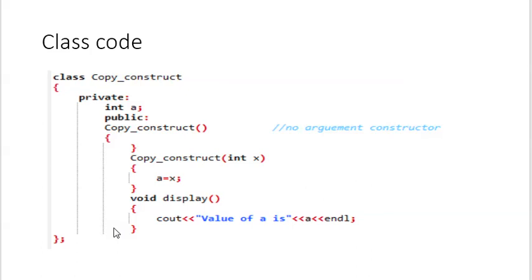Then I write another function, which is void display, and the return type here is void. Here I am just printing out the value of a. As you are seeing in this example, I have defined the functions within the class. You can also do this example by declaring the functions in the class while defining the functions outside the class.